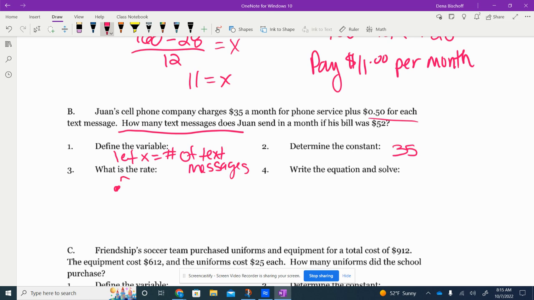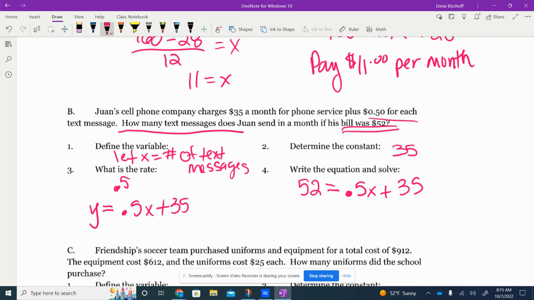Yeah, the 50 cents. I'm just going to write 0.5. So if I write an equation, let's see. I know that my total bill is $52, and that equals my 50 cents per, that's my slope, plus the 35. We have been working with slope intercept. So typically what you're thinking is y, the total bill, equals 0.5x plus 35. And then I say to you, hey, the total bill is $52. How much is that? That's really what we're doing.